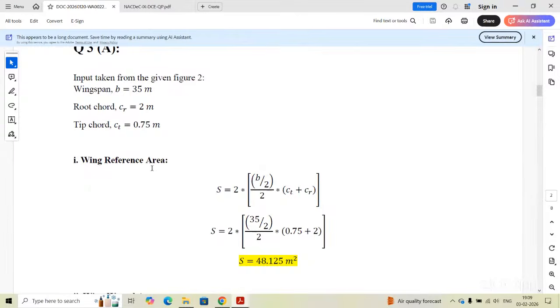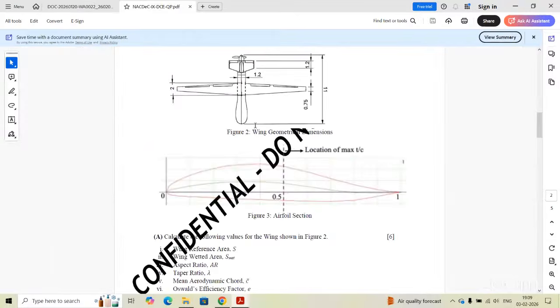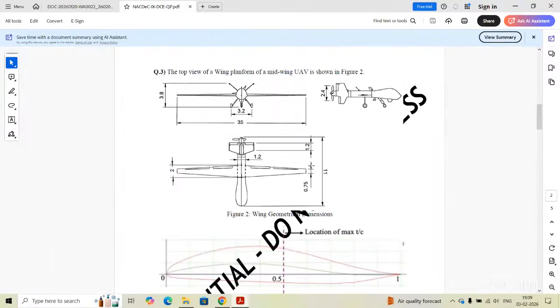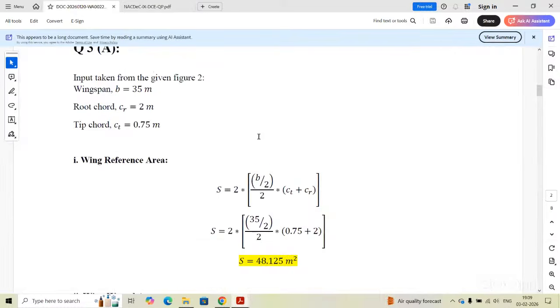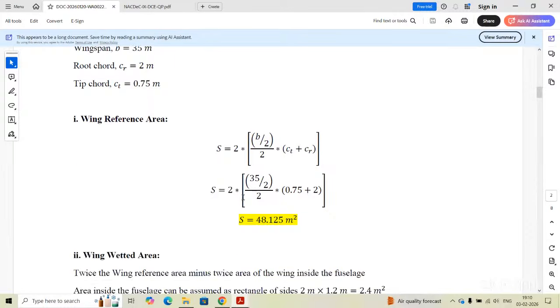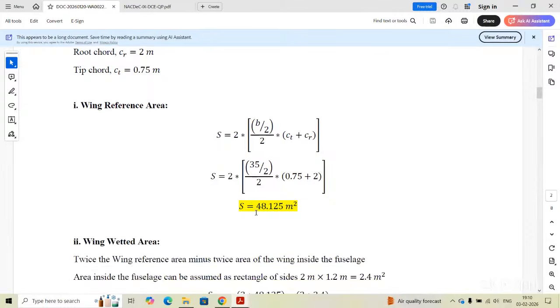For wing reference area, it is nothing but two trapezoids joined together. Here you can see the wing planform area. In the wing reference area, you have also considered this hashed area. So you have to consider two trapezoidal areas, which is calculated by semi wing span by 2 into the sum of parallel sides, and these are the two trapezoids, so multiply by 2. So this comes out as 48.125 meter square.